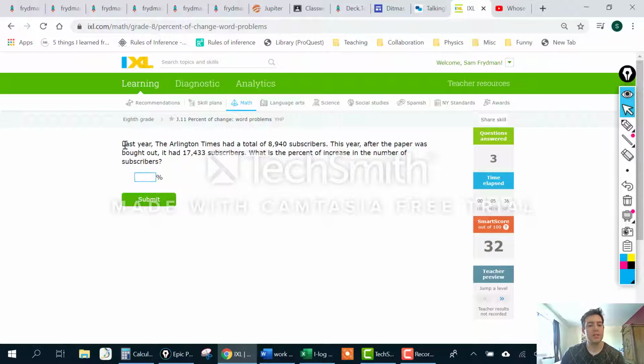Let's see what this problem is. Last year, well, I already see it's going to ask me for a percent. So I'll bet $1 million this is a find the percent of change problem. Last year, the Arlington Times had a total of 8,940 subscribers. This year, after the paper was bought out, it had 17,433 subscribers. So I can see that there's an increase here. What is the percent increase in the number of subscribers?